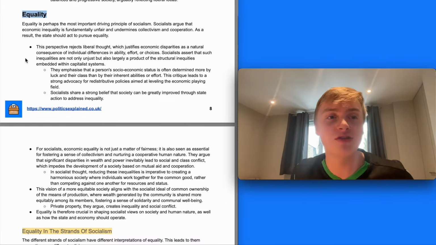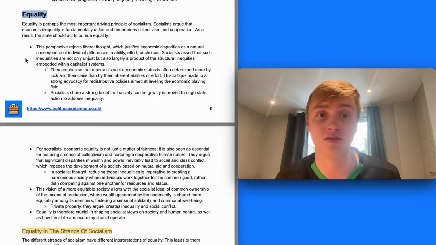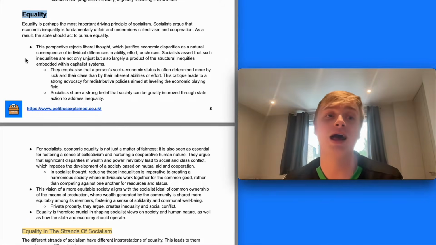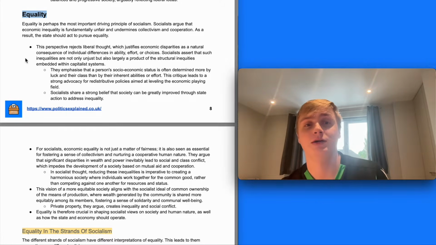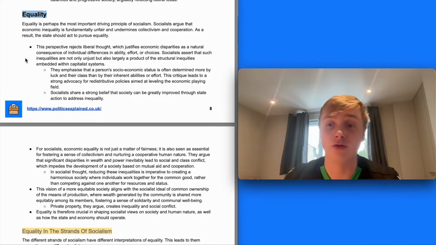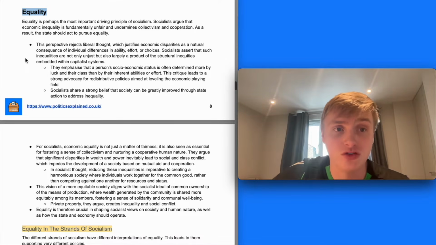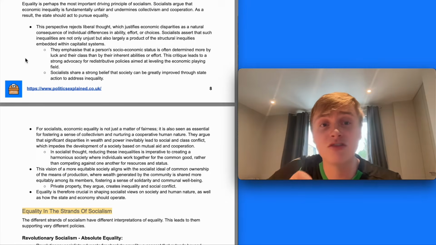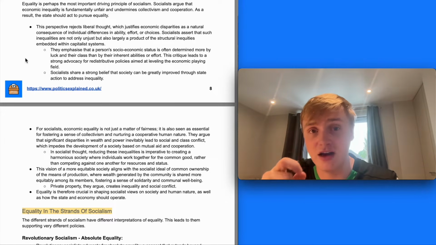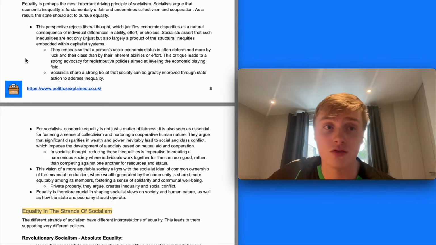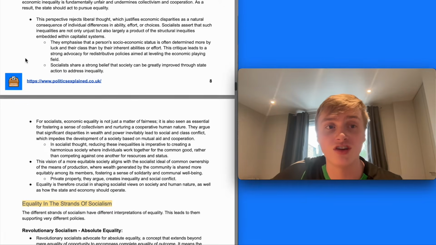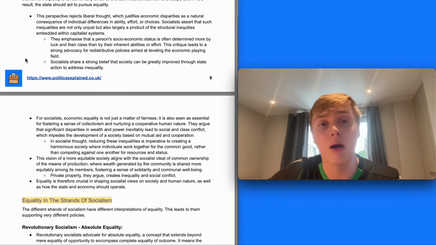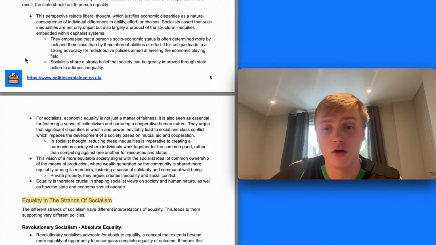Okay, so perhaps the most important principle of socialism is equality. They argue that economic inequality is fundamentally unfair and undermines collectivism and cooperation, and therefore the state should step in to pursue equality. And this fundamentally rejects liberal thought, which justifies economic disparities as a natural consequence of differences in individuals' ability, effort, or choices. They argue that such inequalities are not just unjust, but a product of the structural inequalities of capitalist systems.